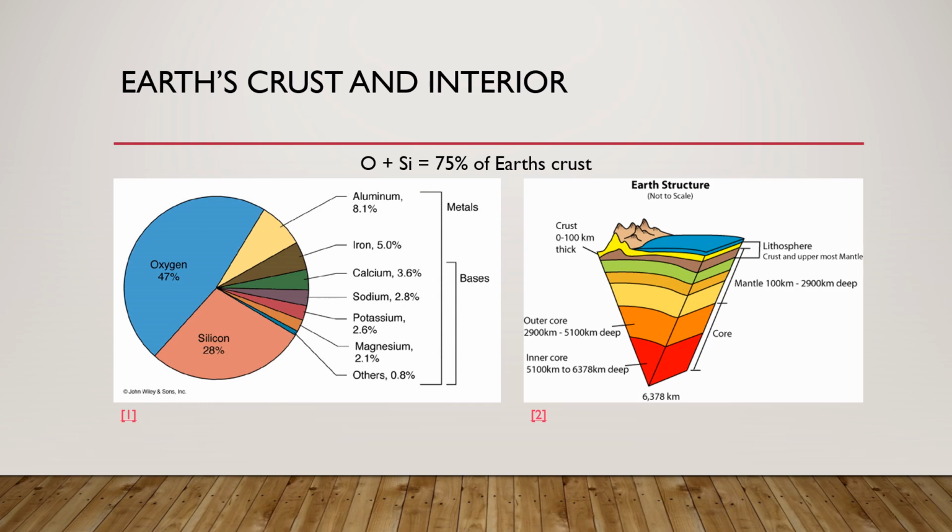Dense metals such as iron and nickel sank to the core during the early history of the planet. The core and mantle do contain silica, but it is far greater in quantity in the crust.